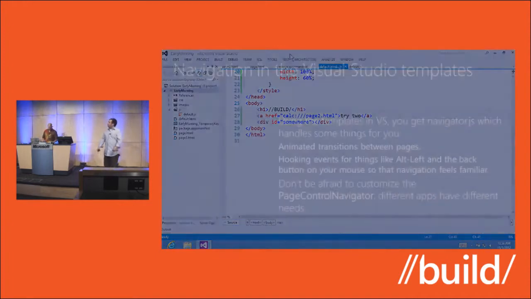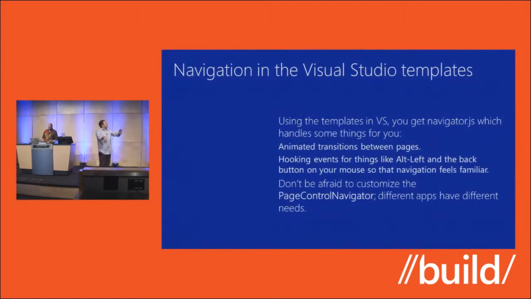All right, so we built the simplest navigator we can. There are all kinds of navigation schemes that you may want to build for your app. We actually built one into the VS template, so if you use the grid template, the split template, or the navigation template, you'll find a file in there called navigator.js, which handles some of the things for you that you might want to handle, or you might want to do different things.